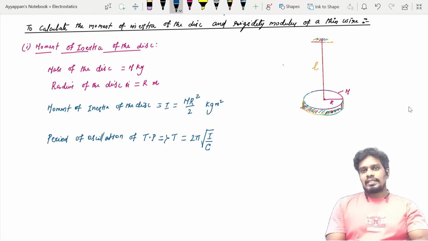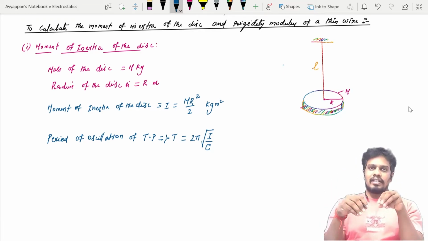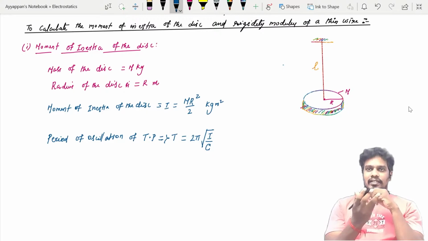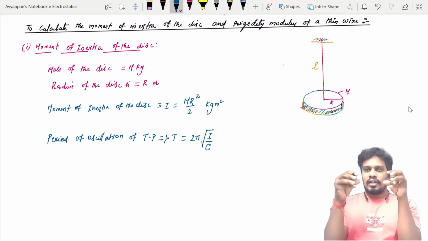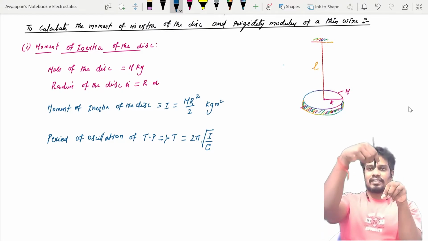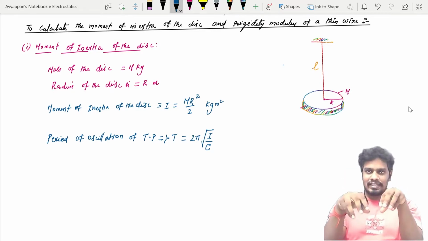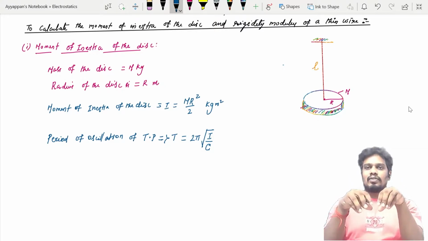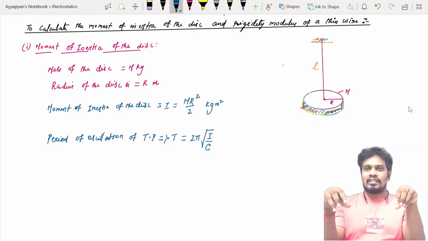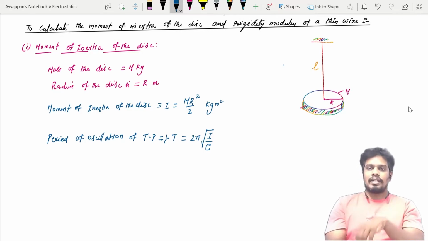Now this experiment consists of three parts. The first part is without any masses placed above the disk; that means the empty disk is going to oscillate. In the next part, there are two equal masses we place near the axis of the disk, and then we oscillate. In the third part, we place the same two masses far away from the axis of the disk, just above the disk. We are going to calculate the time period of oscillation.